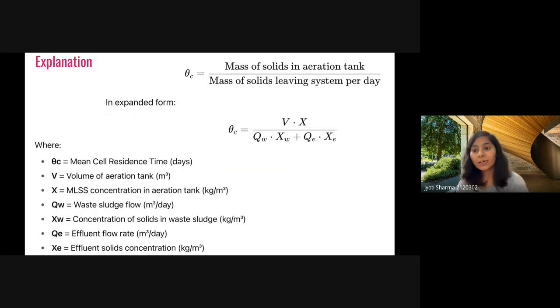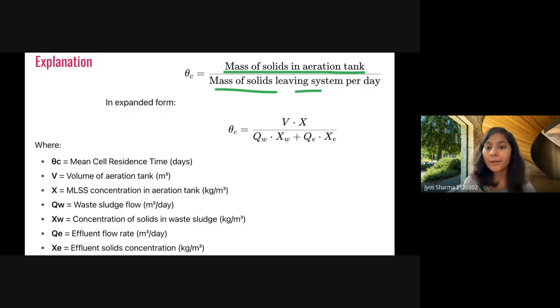And how we can have that in the formula. So this is the mass of solid in the aeration tank and the mass of solid leaving the system per day. The unit of mass of solid will cancel out. The per day will go up, and that's how this residence time will be in days or in hours. And this is in per day, so this day will go up on the numerator and this will be cancelled out. So this will be Vx.